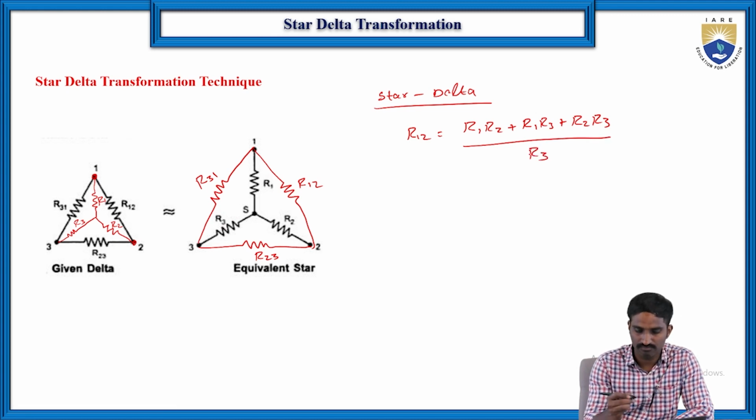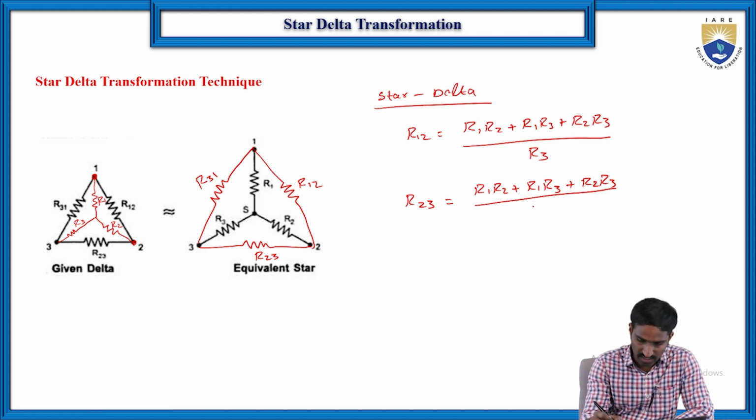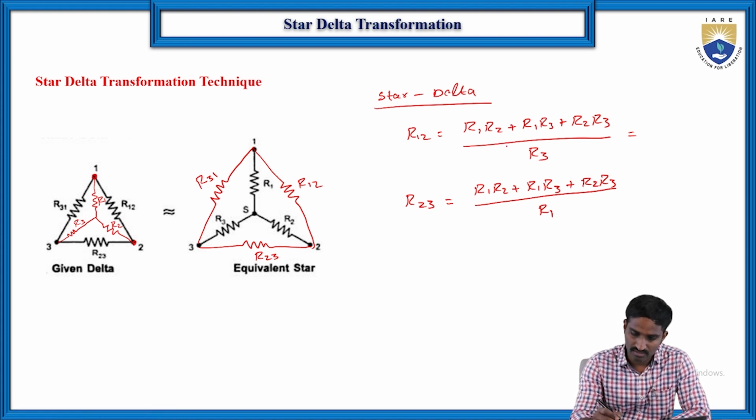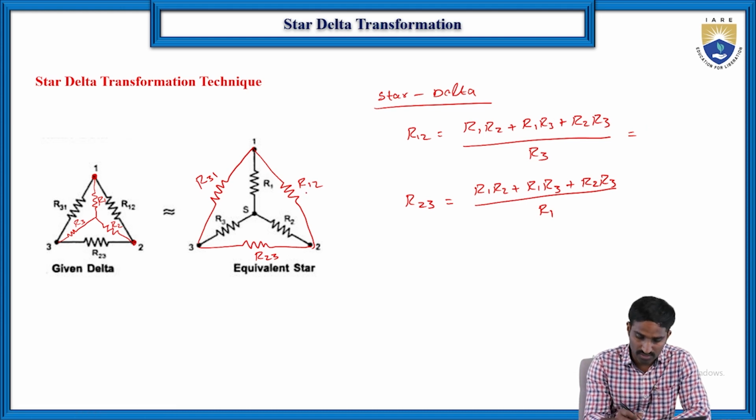Then similarly, if you want to find R23, the numerator is again the same, R1 R2 plus R1 R3 plus R2 R3, by the opposite resistor, which here is R1. Or in other words, if you simplify this, R3 is there and R3 is there, R3 gets cancelled, and then in between, R1 R2.